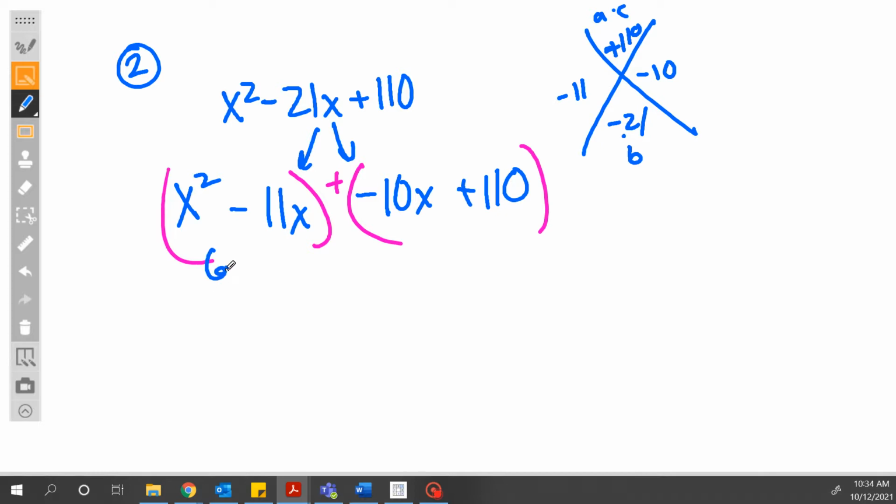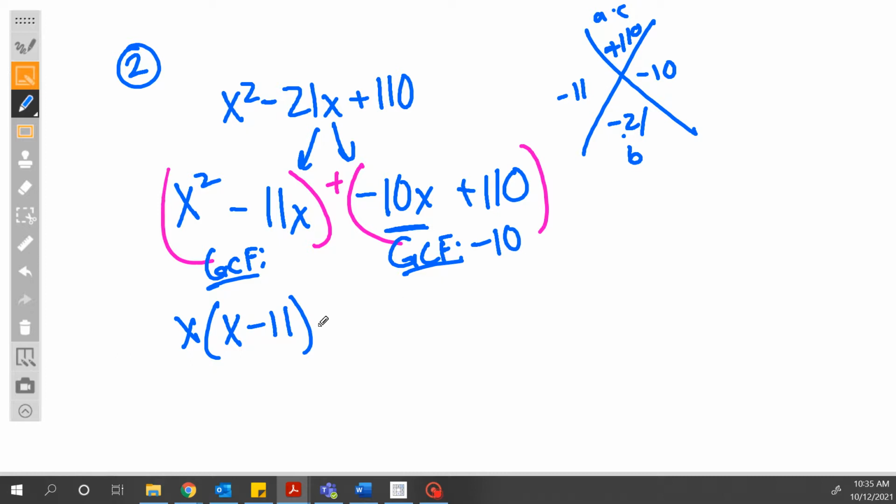So the GCF of this first group here is x. They have an x in common. Factoring that out leaves me x minus 11. GCF of the second group is actually going to be negative because the first term is negative. It's actually a negative 10, so I'm going to factor out negative 10. Factoring out a negative 10 from this would leave me with x, and factoring out a negative 10 from 110 leaves me with negative 11.